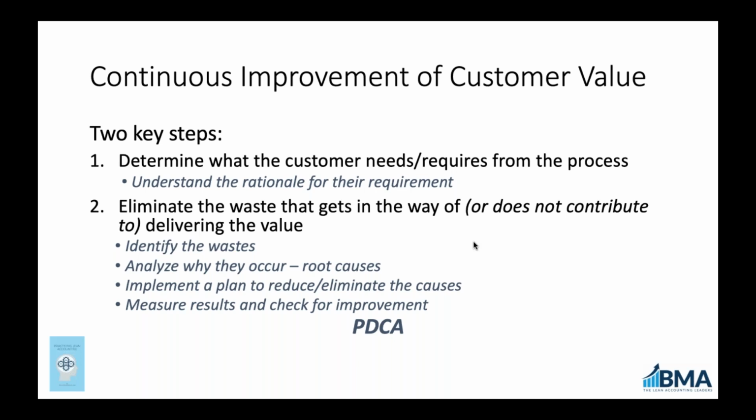Okay, so that's the service aspect of it. It's not just performing the transaction. Then there's also the ease of interaction. How easy is it for the accounts payable customers to work with accounts payable? So we have to understand what the customers want and need, and then we have to understand everything that's getting in the way of that, which is waste, or everything that does not contribute to delivering value. And we need to eliminate the waste. And if it doesn't contribute to delivering value, we need to minimize that effort.